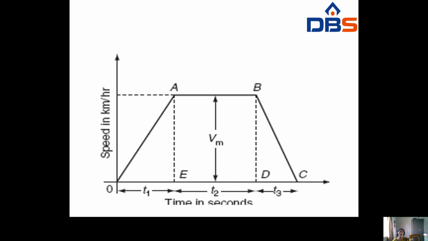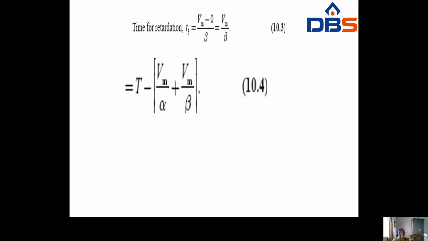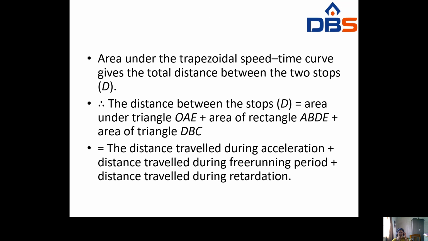Okay, so at that time you have to get the T2 value, which is T minus (Vm by alpha plus Vm by beta). See here, the area under the trapezoidal speed time curve gives the distance travelled, the total distance travelled between the two stops. Okay, so what is the area you have to get?